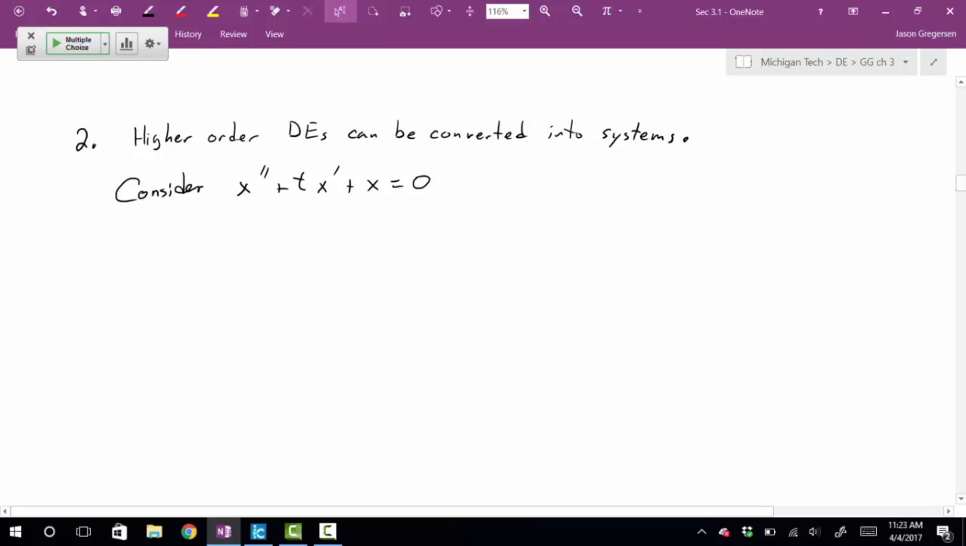Okay? So how do I convert this higher order differential equation to a system? I make some substitutions. Here I have one unknown, x. I'm going to use two unknowns. I'm going to let u1 equal x. I'm going to let u2 equal x prime. Okay. Now, if I do that, I calculate u1 prime, what does that equal to?